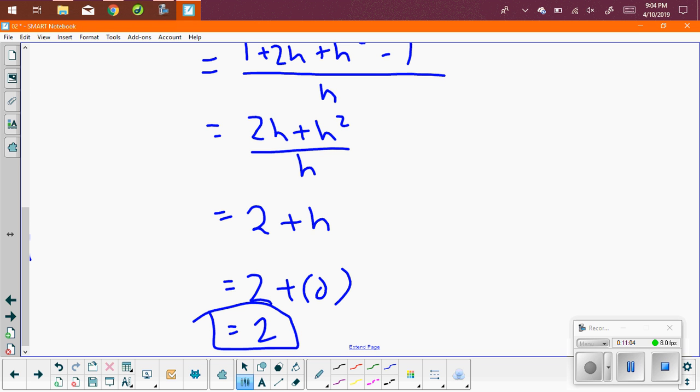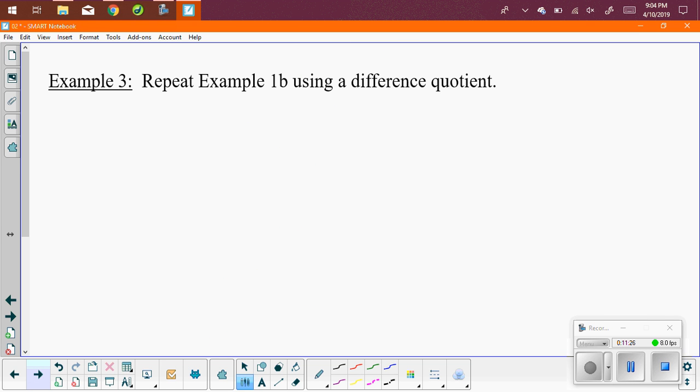I'm done. So that's the idea of taking this process and making it more general with algebra. You don't have to test 3 different sets of intervals. I can set it up generally with algebra, and this shows me what my rate of change will be. So for our final example, we're just going to try that again with the original problem we had.